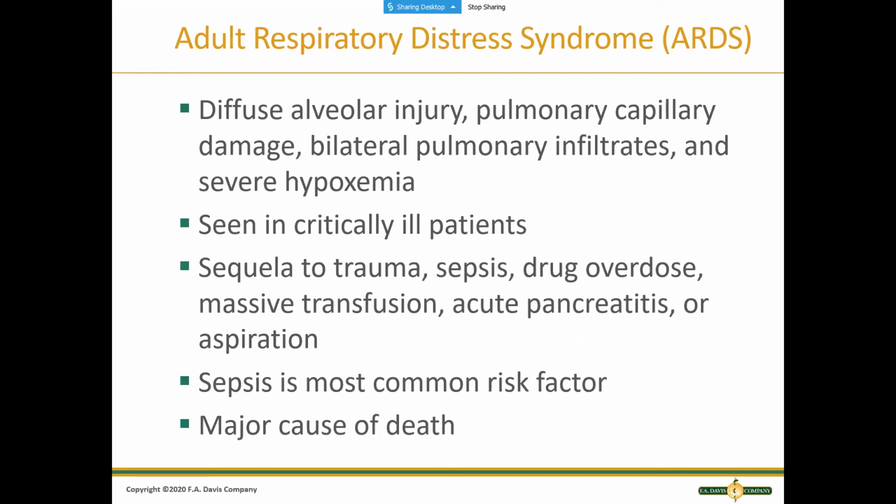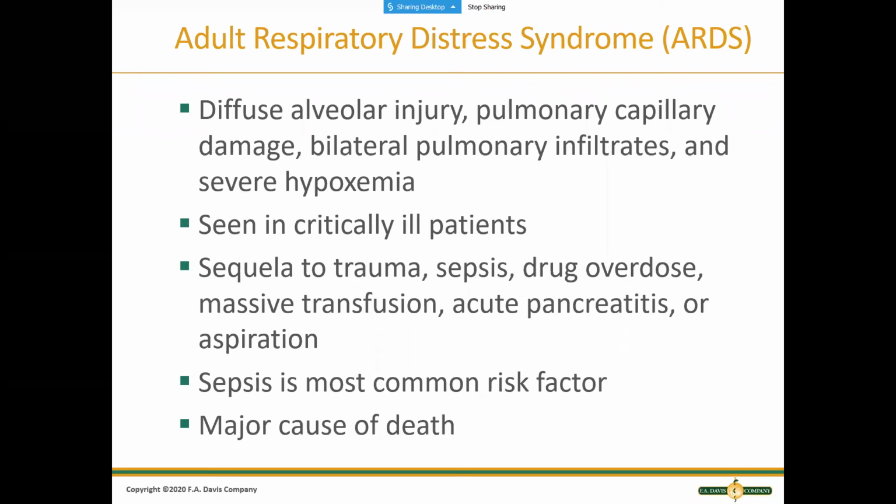So massive transfusion, there's a name for that. It's called TRALI, which is transfusion-related acute lung injury. But massive transfusions can cause ARDS.